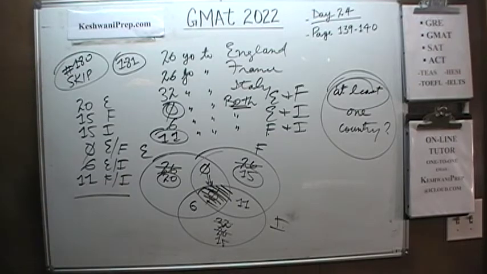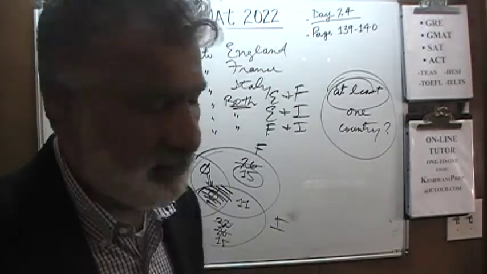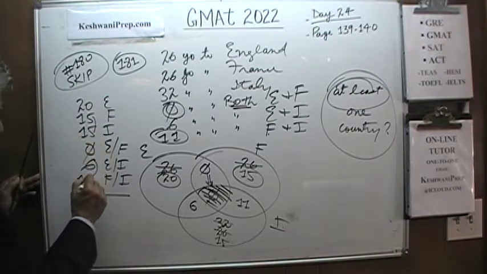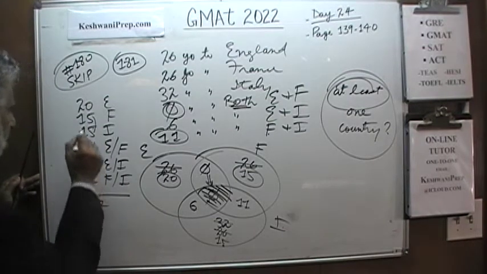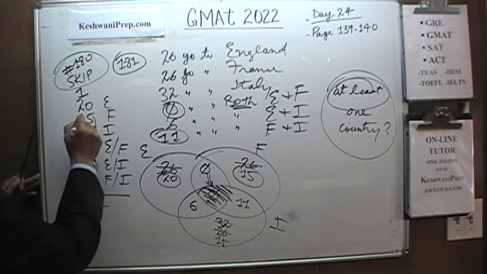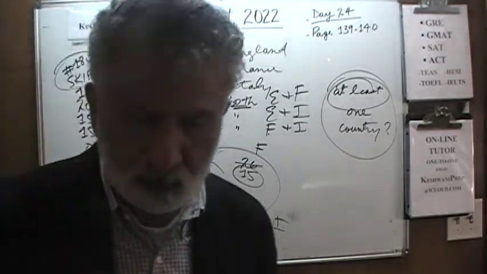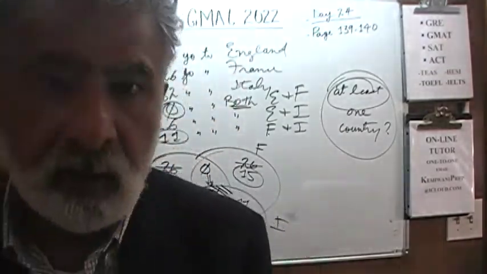These are the number of people who have traveled to at least one country. Let's add it up. 5 plus 5 is 10, 6 plus 1 is 7, 7 plus 9 is 17, 7, carry 1, 1, 3, 4, 5, 6. Looks like 67 people. 67 people have traveled to at least one country in this travel club.